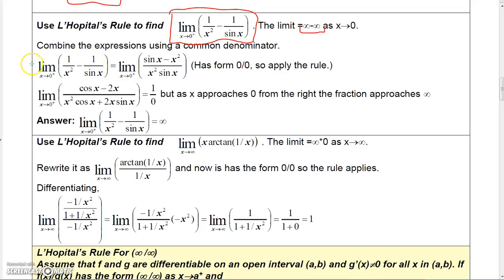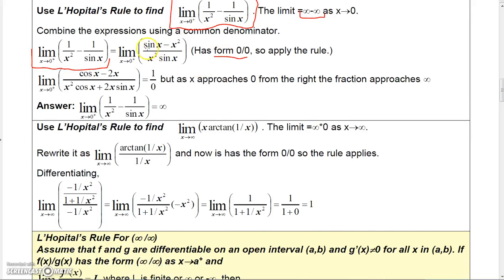So what you can do here is get a common denominator of x squared sine x and just add these two fractions together, and you'll get sine x minus x squared over x squared sine x. Well, now if you evaluate this at x equals 0, it has the form 0 over 0, so we can apply the rule. So you can take the derivative of this. The top part's pretty easy. The derivative of the top is just cosine x minus 2x.